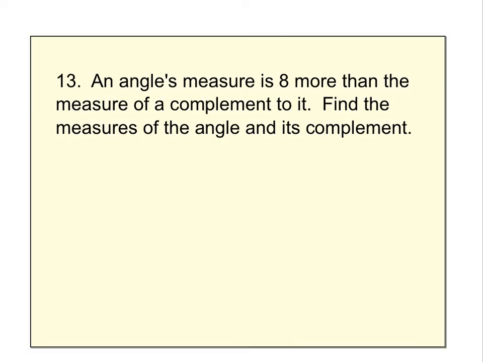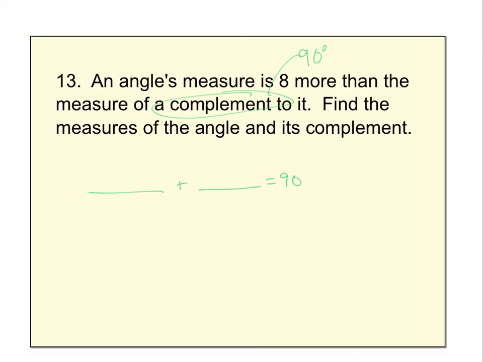Number 13, an angle's measure is 8 more than the measure of the complement to it. Find the measures of the angle and its complement. All right, think about complement. That's like complementary. So complements add up to 90 degrees. So in this case, we have two angles and their complements. So I'm going to have something plus something equals 90.